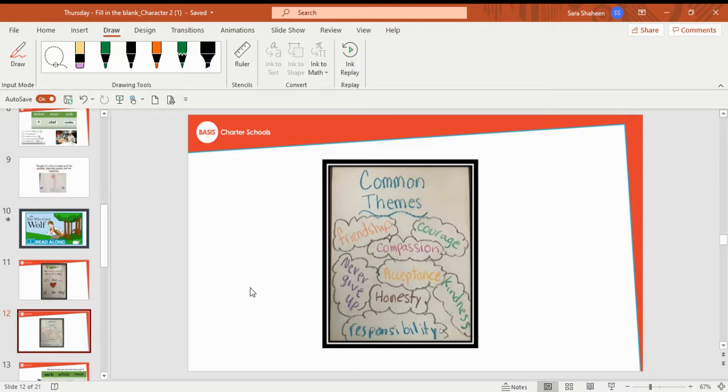And we learned that there are common themes. That means there are themes that you will see often over and over again. Themes like friendship, courage, compassion, acceptance, kindness, honesty, never giving up, and responsibility. Do you remember the theme that we talked about with the book, The Boy Who Cried Wolf?